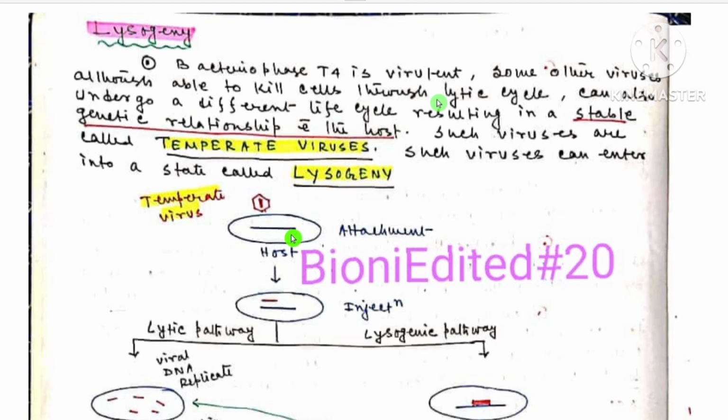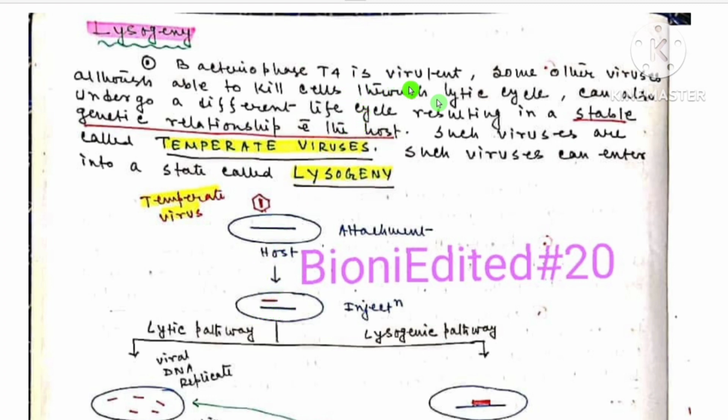In the lytic cycle, we have seen that the bacteriophage DNA hijacks the protein synthesis machinery of the host cell, and later this will rupture the host cell. But in the lysogenic cycle, the bacteriophage DNA or genome will be replicated with the host genome. This will not destroy the host genome.